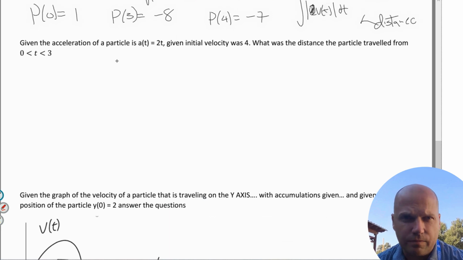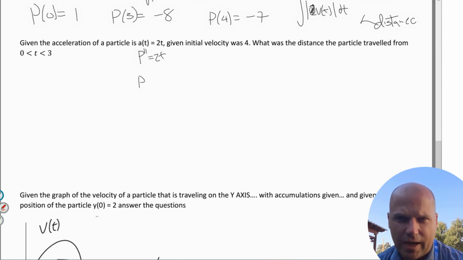Giving you the acceleration. What's the distance the particle traveled from 0 to 3? Well, I need to do a sign analysis of my first derivative. That's my second derivative. I got to go backwards. I got t squared plus c. My initial velocity is 4.